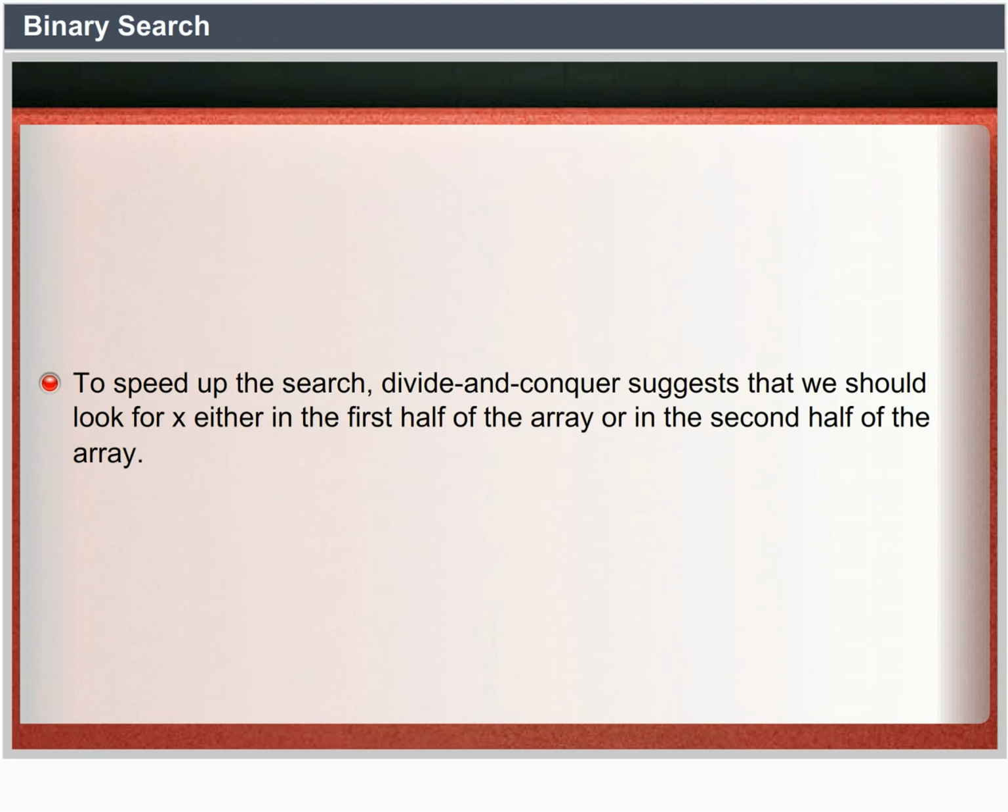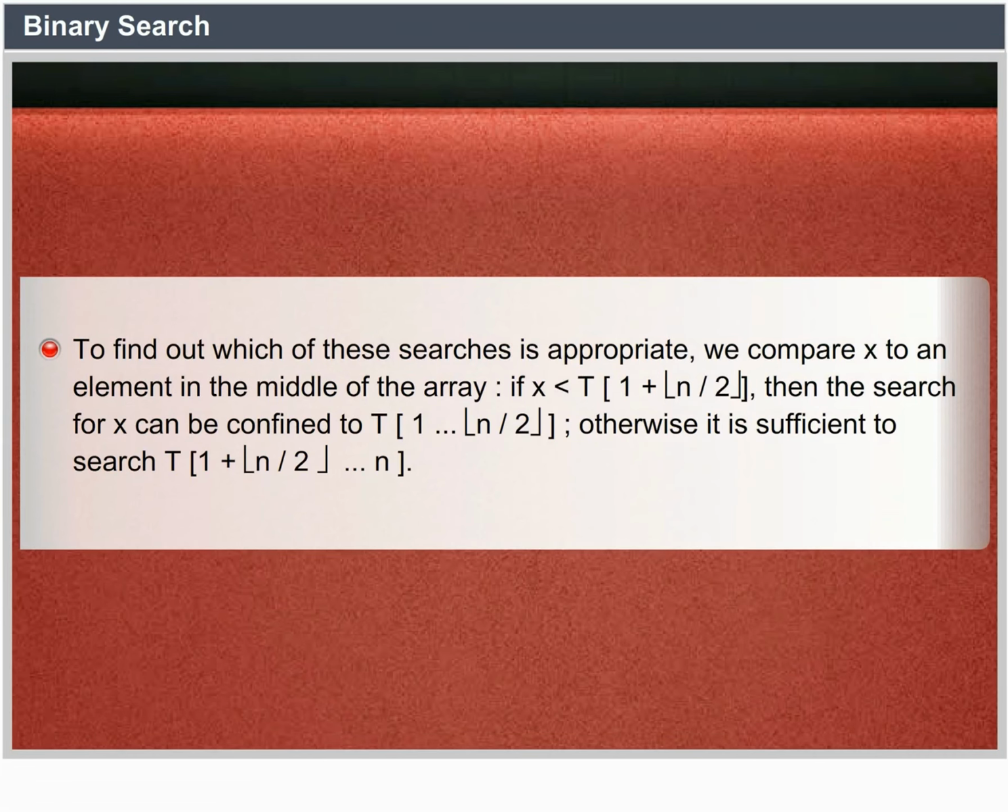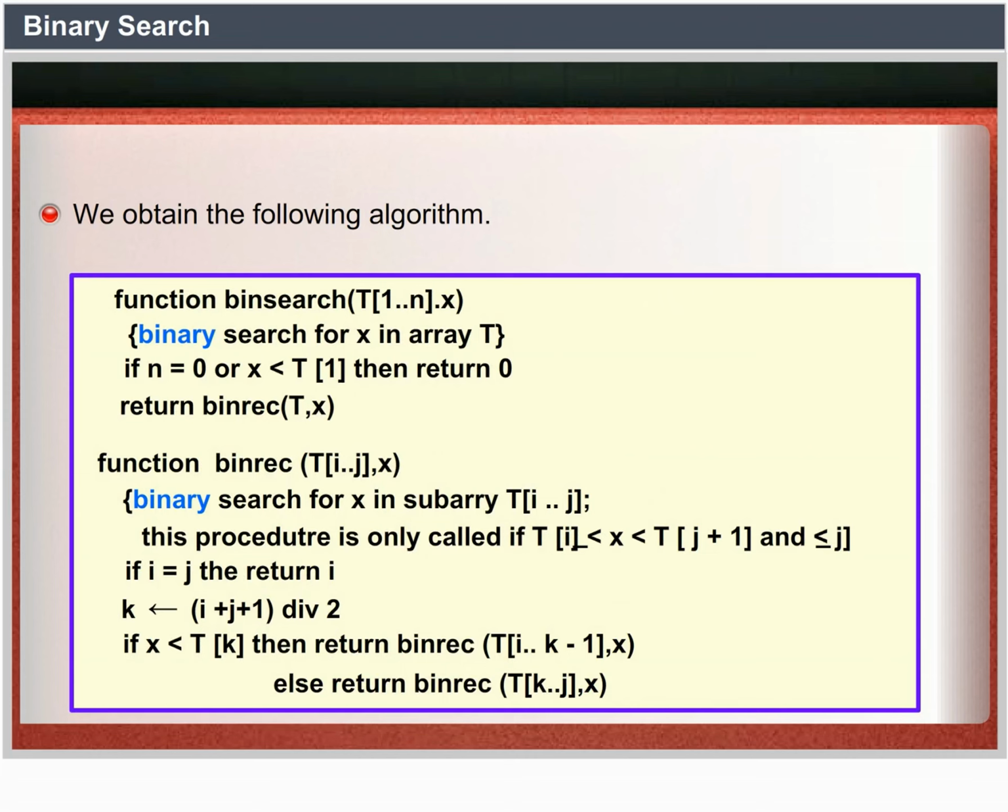To speed up the search, divide and conquer suggests that we should look for x either in the first half of the array or in the second half of the array. To find out which of these searches is appropriate, we compare x to an element in the middle of the array. If x ≤ T[1 + ⌊n/2⌋], then the search for x can be confined to T[1..⌊n/2⌋]. Otherwise, it is sufficient to search T[1 + ⌊n/2⌋..n]. We obtain the following algorithm.